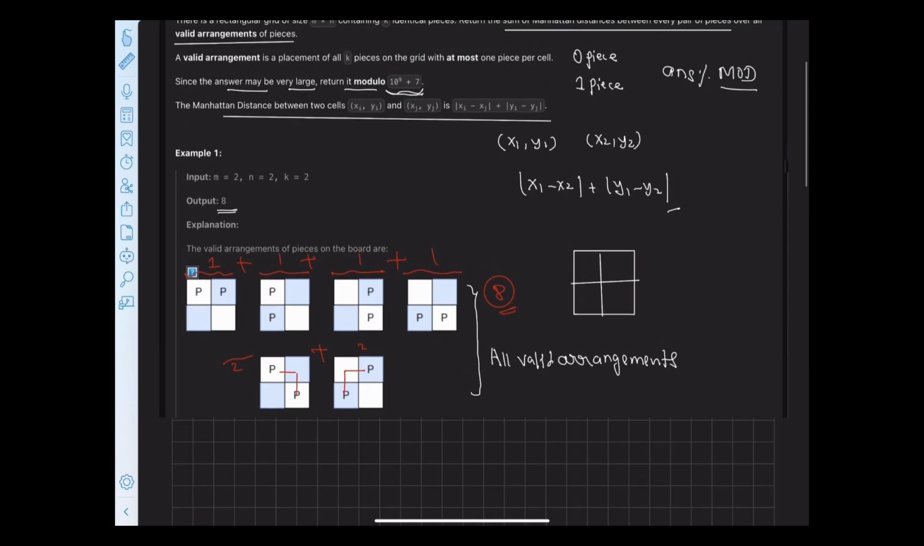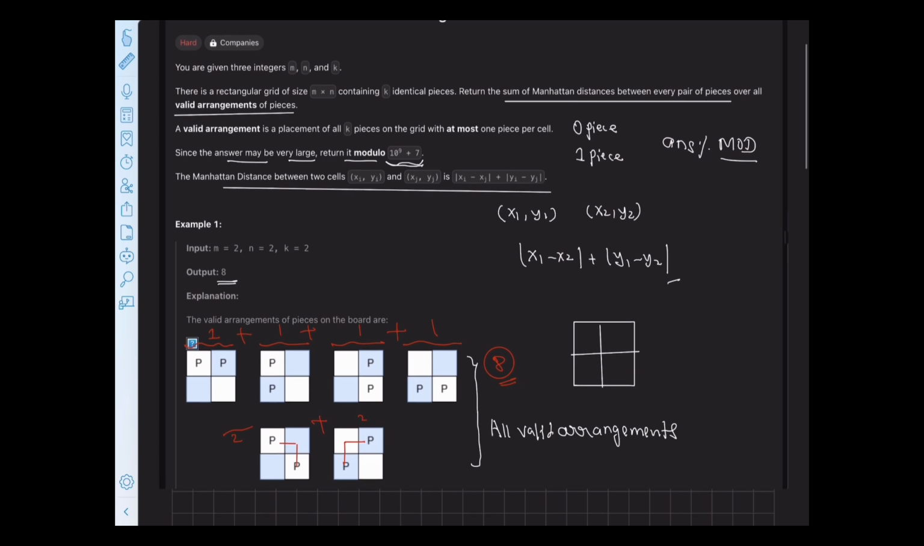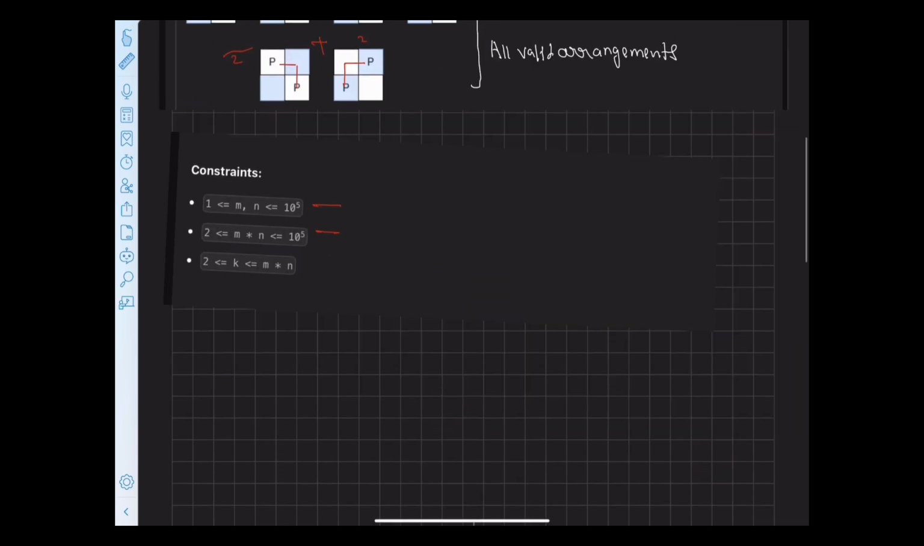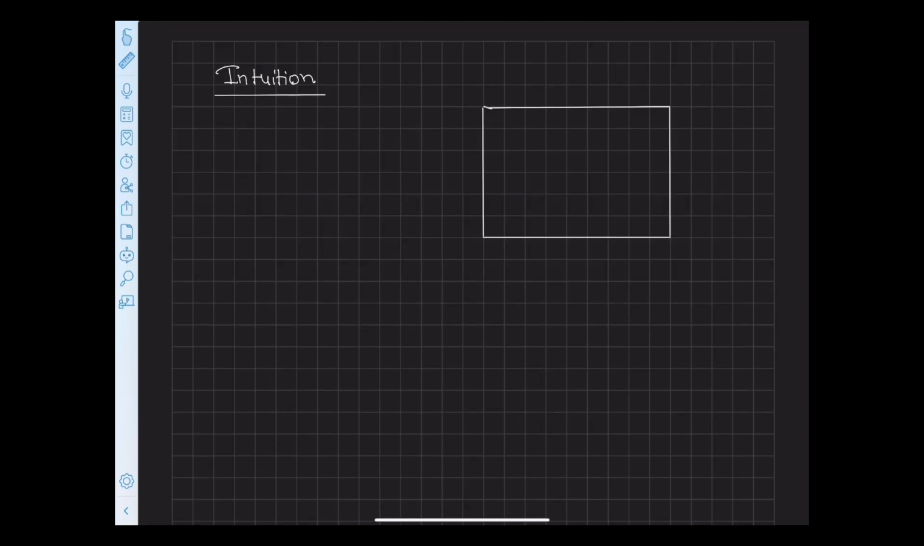So how do we approach this problem? If the grid is bigger, it becomes really complex to visualize all the possibilities. Even if we see the constraints, the value of k can go up to 10^5, because m multiplied by n can go up to 10^5. So how do we approach this? Let's think of the intuition to approach this problem.